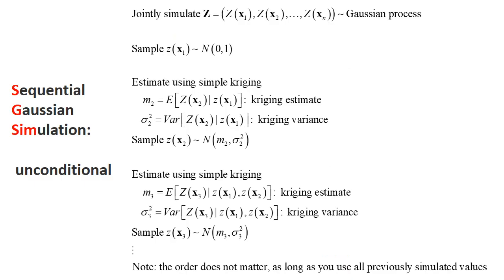Okay, so now let's put everything together. We saw two things about sequential simulation. We saw that we can write a multivariate distribution as a product of univariate conditional distributions. Secondly, if the multivariate distribution is a Gaussian or a Gaussian process, then we know that every single conditional distribution is a Gaussian distribution. And we also know that the conditional mean is obtained using kriging, and the conditional variance is the kriging variance.